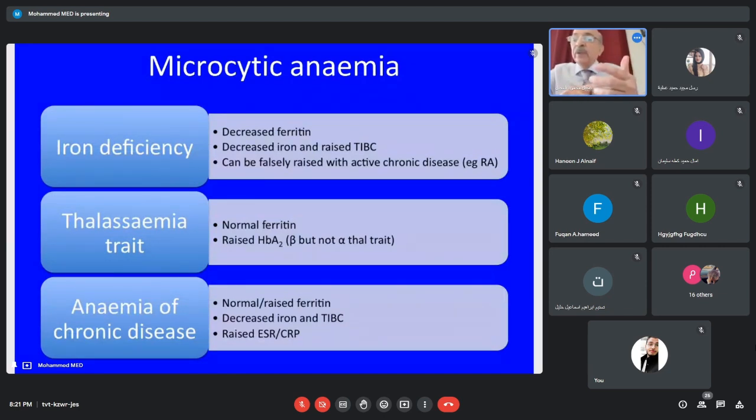In iron deficiency, the serum ferritin is low. The serum iron is low. And the TIBC, total iron binding capacity, is high. And here, I must discuss this. Sometimes I see that some doctors request serum iron. You shouldn't do this. Whenever you request serum iron, you should request total iron binding capacity with it. Why? Because normally 1/3 of the TIBC is saturated by iron.